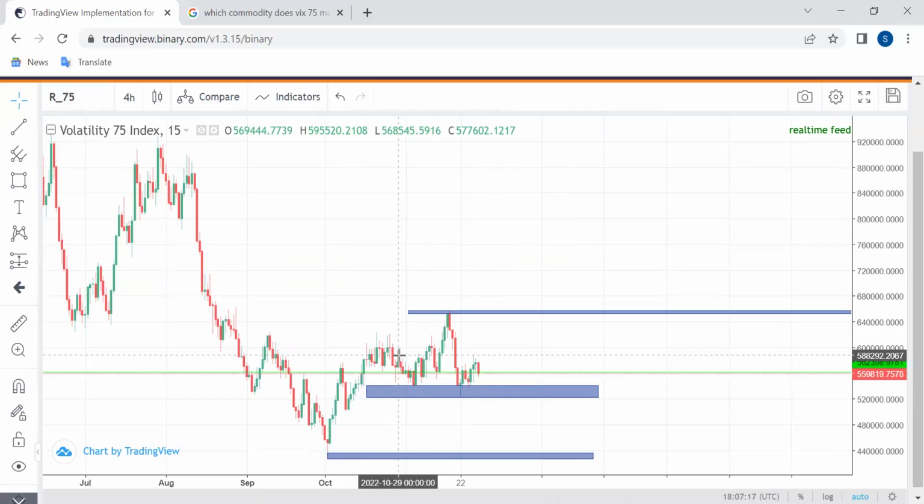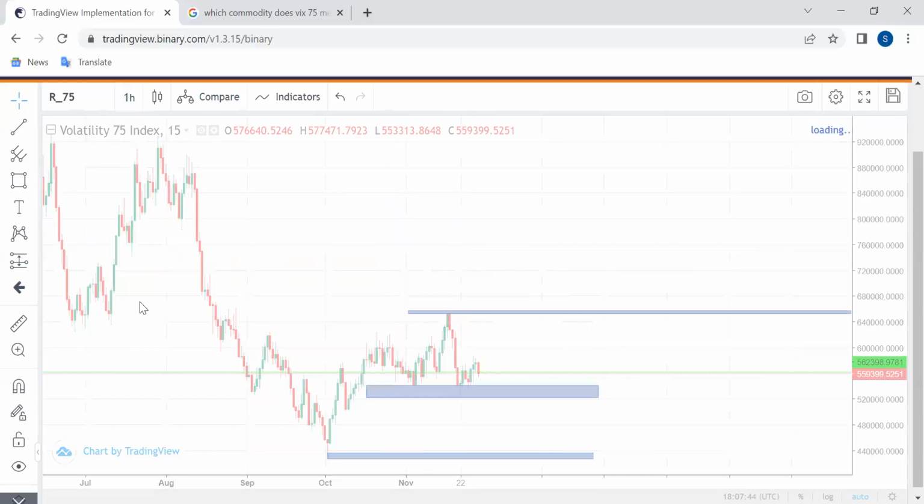So the market is now consolidating. We're expecting an expansion after this, either to the upside or the downside. So a good trader, it's up to you to analyze and see the potential probability of where the market is going next. So let's go to a smaller time frame, the 1-hour time frame.